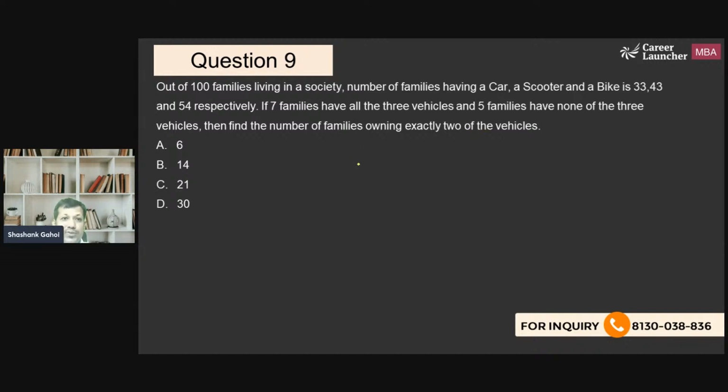So it is a question of set theory. So I can draw this. I have a car, scooter, and a bike. Total number of families are 100. How many have cars? 33. Scooter 43 and bike 54. And seven families belong to all three, and this is A, this is B, this is C.